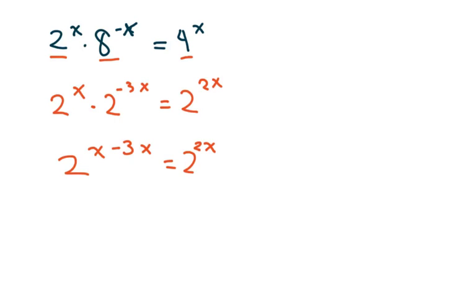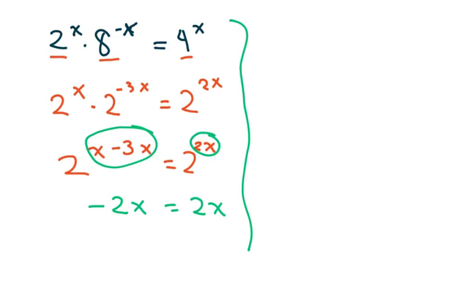Now since my bases are the same, I only have to deal with my exponents. So I have negative 2x equals 2x. And this doesn't make sense, because if you divide, you get no solution here. So let's try a different one.